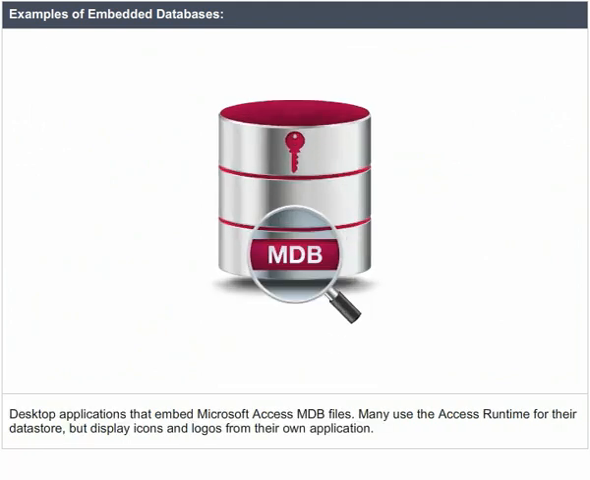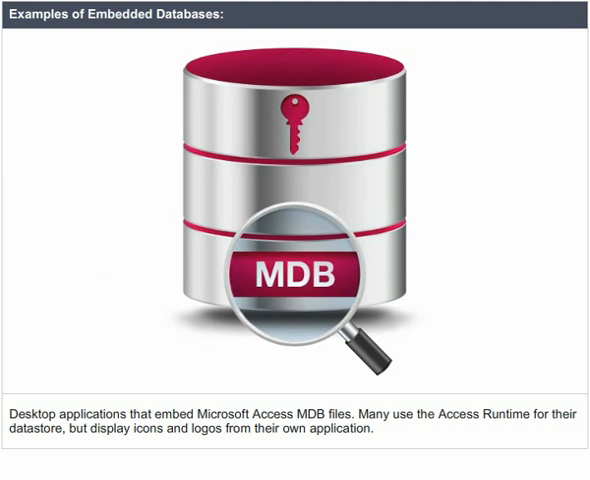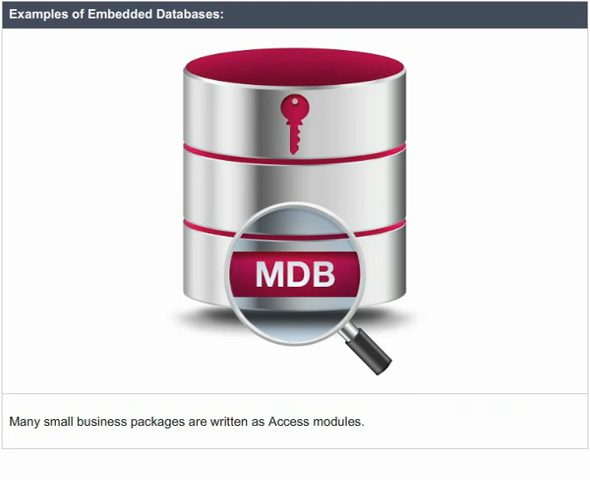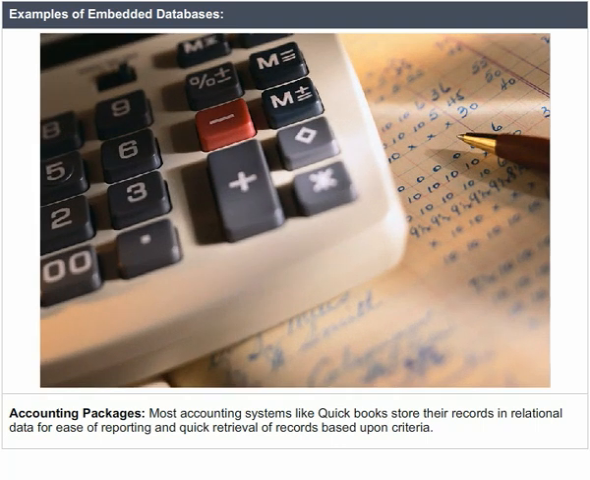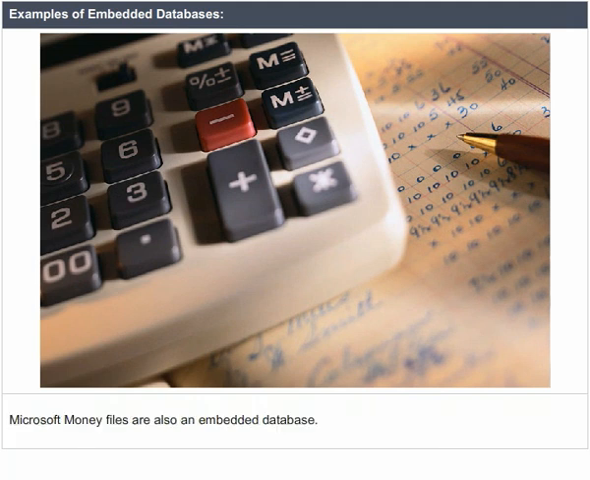Desktop applications that embed Microsoft Access MDB files. Many use the Access runtime for their data store but display icons and logos from their own application. Many small business packages are written as Access modules. Games. Games are storing more and more data into embedded databases to allow quicker stats generation or even as save game formats. Accounting packages. Most accounting packages like QuickBooks store their records in relational data for ease of reporting and quick retrieval of records based upon criteria. Microsoft Money files are also an embedded database.